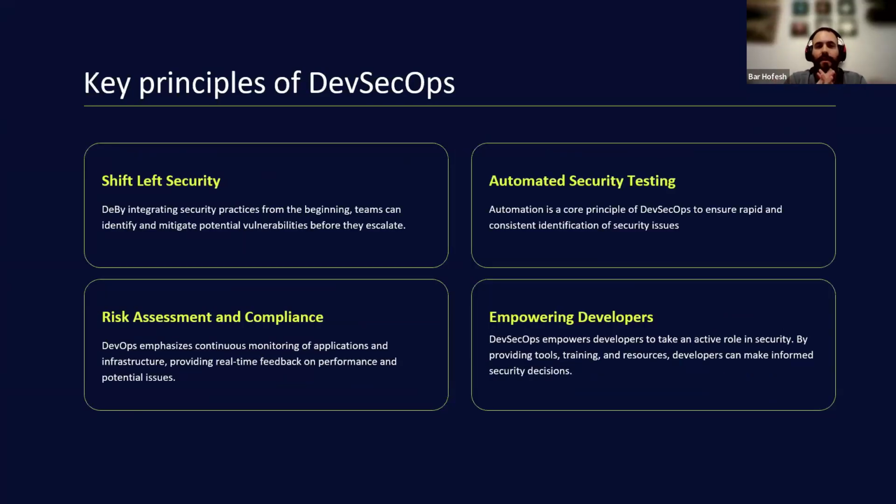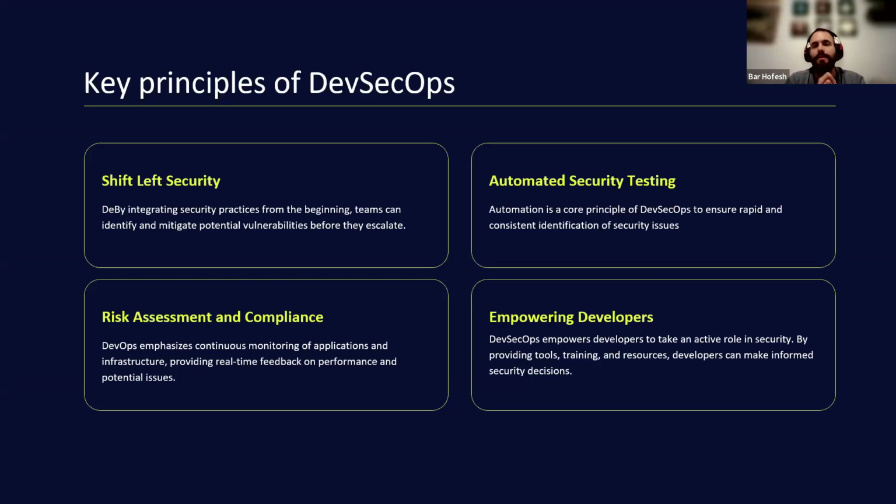So what are the key principles of DevSecOps? First is shift left security. This is something that a lot of people are talking about, but what does it actually mean? So shifting left means bringing security closer to the developer, right? Shift right, or the right side, is production, the left side is developers, the code.